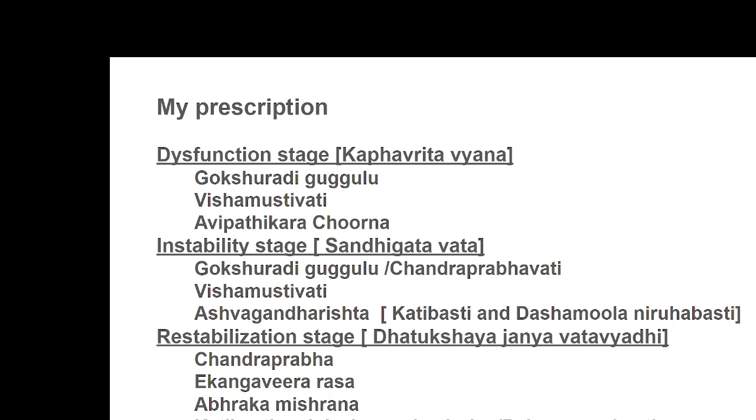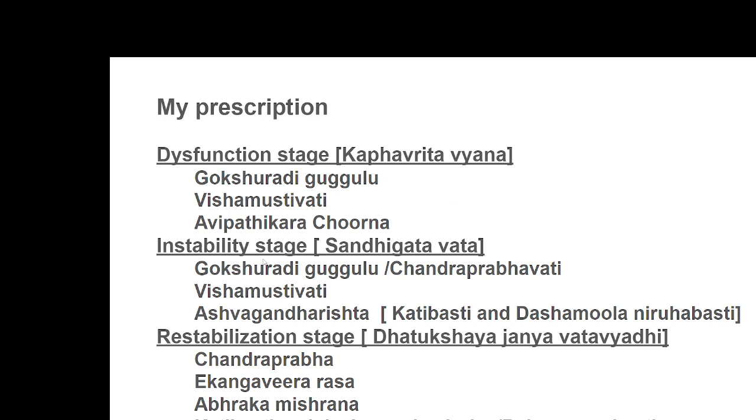Now, from my clinical point of view, when I prescribe the treatment, of course exercise is one of the common issues, and if the patient is in the dysfunction stage, I would consider this as kapha, and my prescription would usually be Gokshuradi Guggulu, Vishamushti Vati and Avipattikara Churna, usually Avipattikara Churna mixed with Godanti. In the instability stage, I would consider this as Sandhigata Vata. In the dysfunction stage, it is either kapha, or I may write the diagnosis simply as Shula, Sandhi Shula.